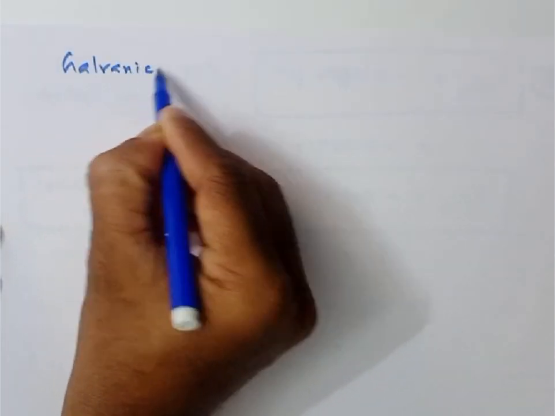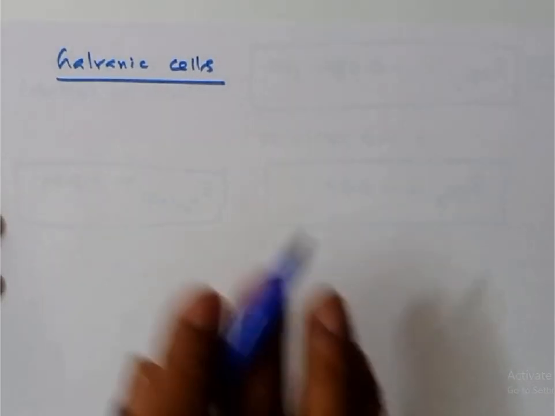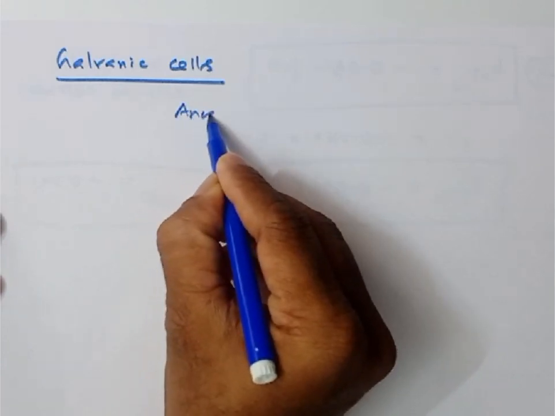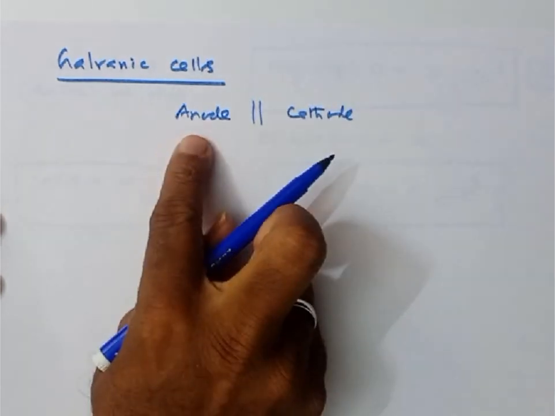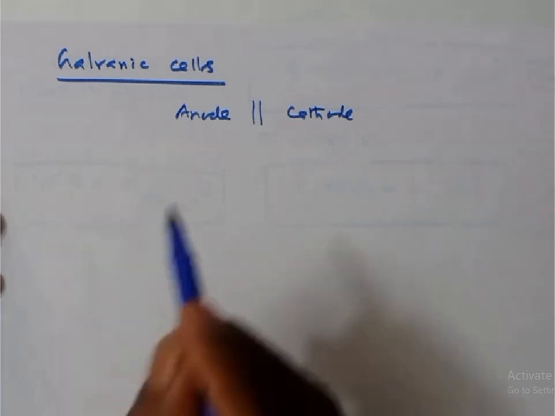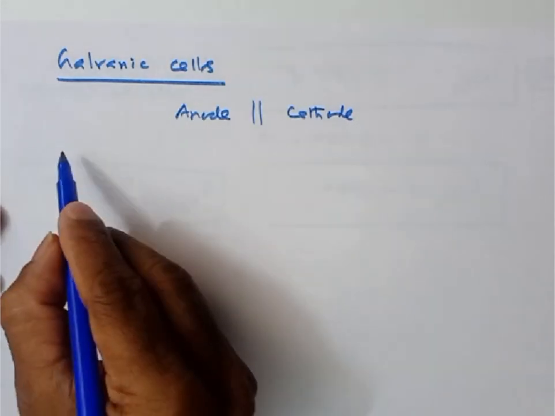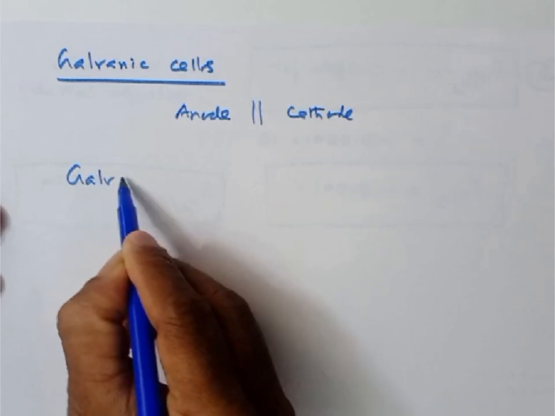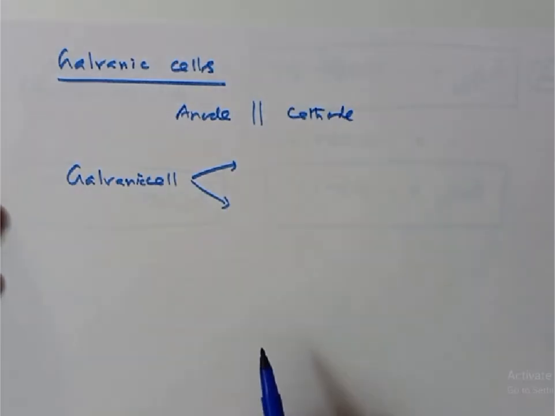Now let me give one more important point here, students. We are discussing galvanic cells. In a galvanic cell we have an anode and we have a cathode. While representing the cell on paper, we always write like this. I have told you, we write the anode on the left hand side and the cathode on the right hand side. Students, observe carefully. In a galvanic cell we have two types. What are they?